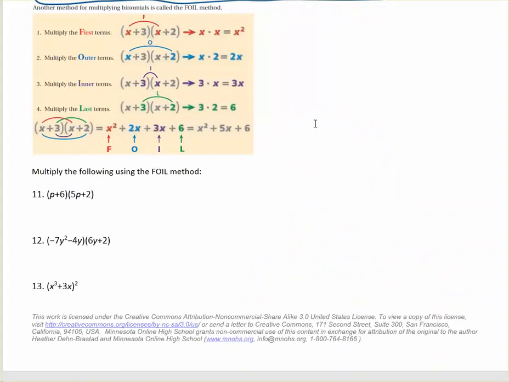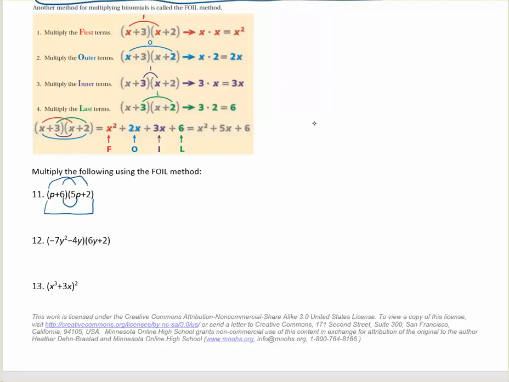So the FOIL method is when you just write your two parentheses next to each other like you are given, generally, and then you multiply the first times the first terms together. Then the outer times the outer, that means the two that are farthest away from each other. And then the inner times the inner, which is the two closest together. And then the last times the last in each parentheses. And when you're all done, then you will be able to combine any like terms and have your solution.